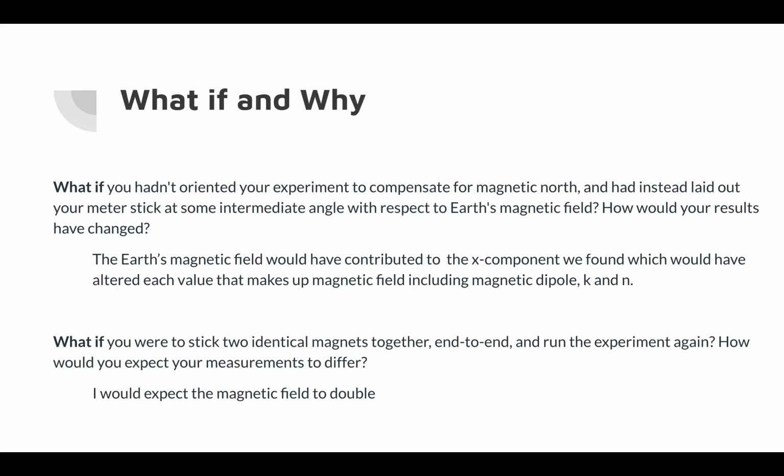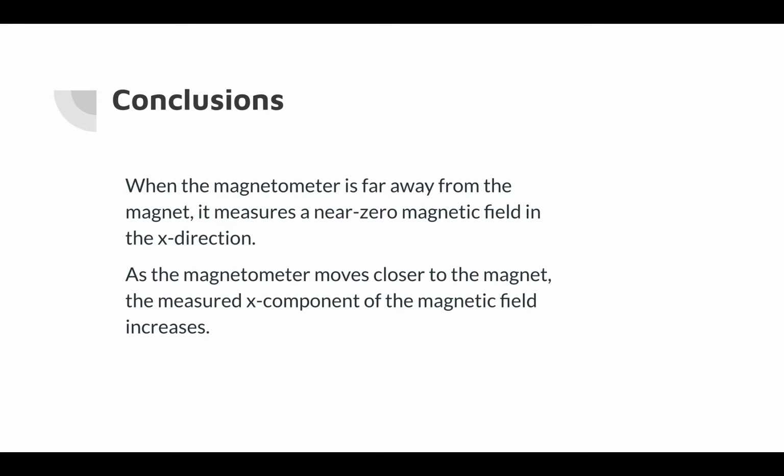So, in conclusion, I observed that when the magnetometer is far away from the magnet, it measures a near zero magnetic field in the x direction, but as the magnetometer moves closer to the magnet, the measured x component of the magnetic field increases.